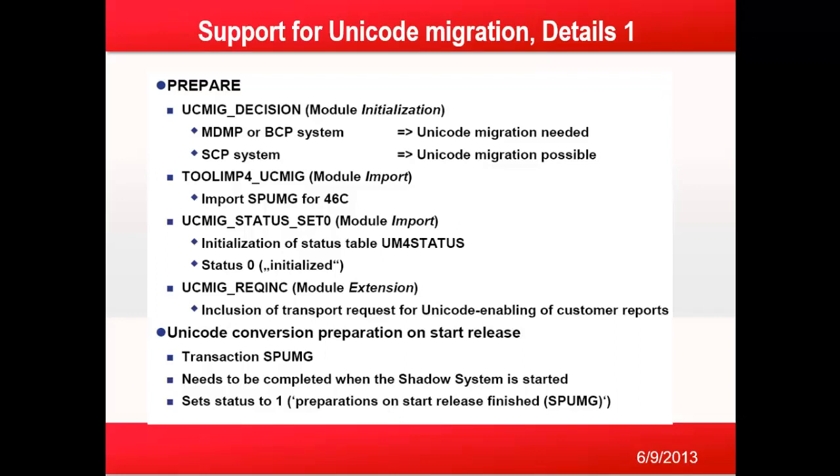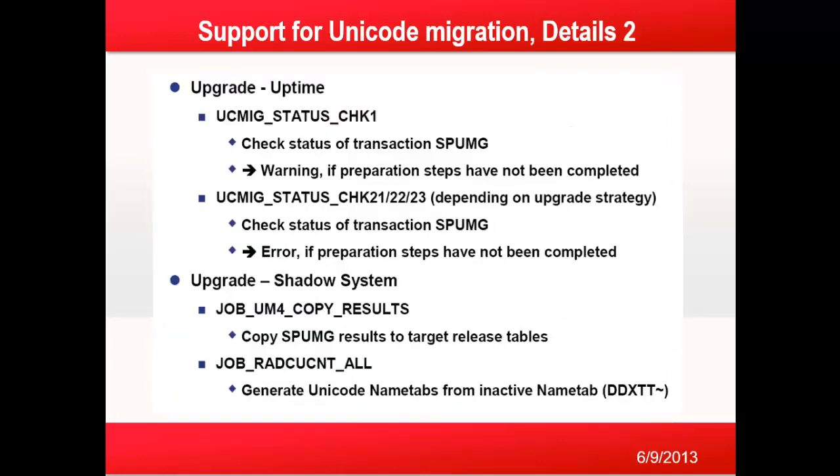Unicode preparation on start release: we can use the transaction SPUMG, which needs to be completed when the shadow system is started. Set status to 1, meaning preparations on start release are finished. Okay, upgrade, that is uptime. Here you can see different things which can be performed in the uptime phase. In the shadow system, there is a job which we need to run.